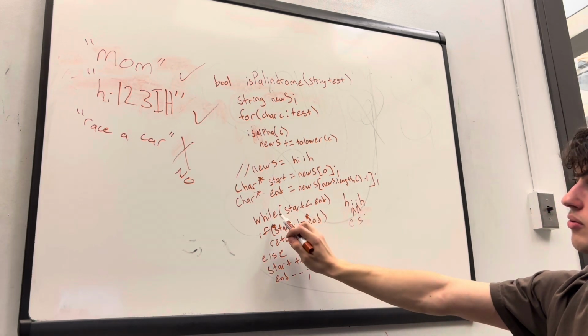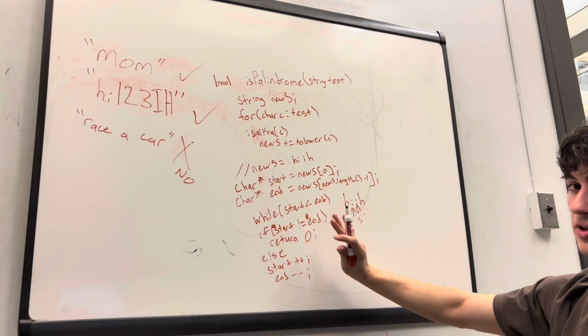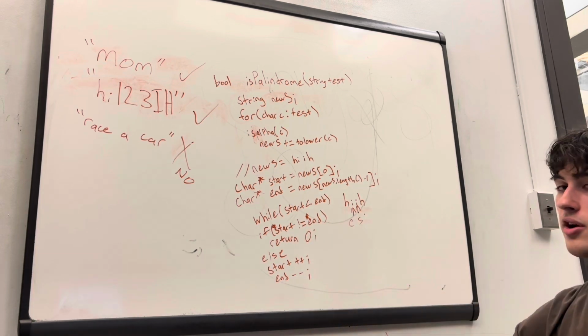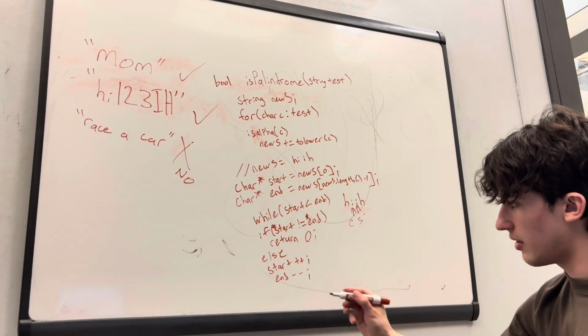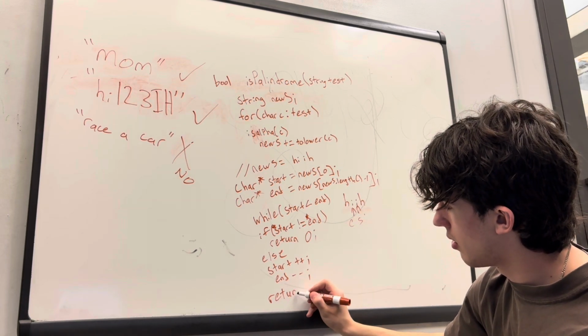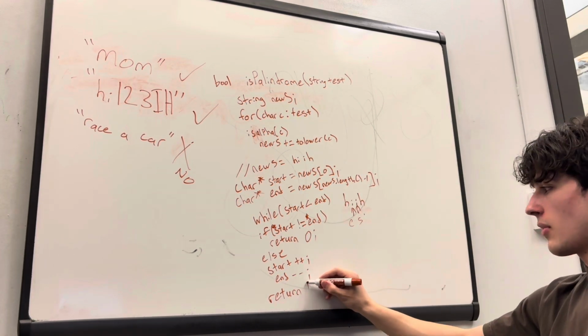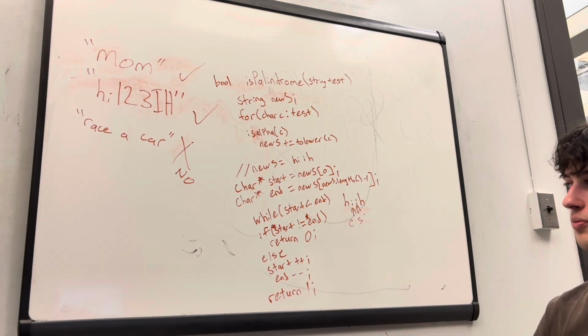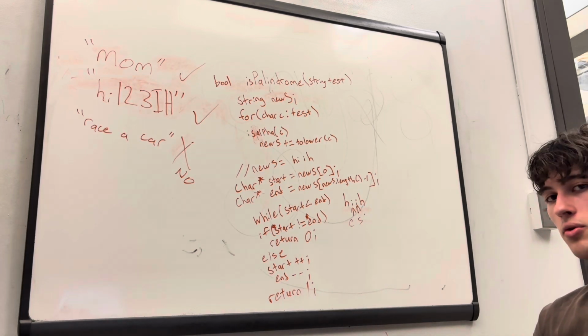But we have hit our condition, so our loop is no longer going to execute, and from there we know our string is a palindrome at this point, so we can return true, because we've reached our goal.